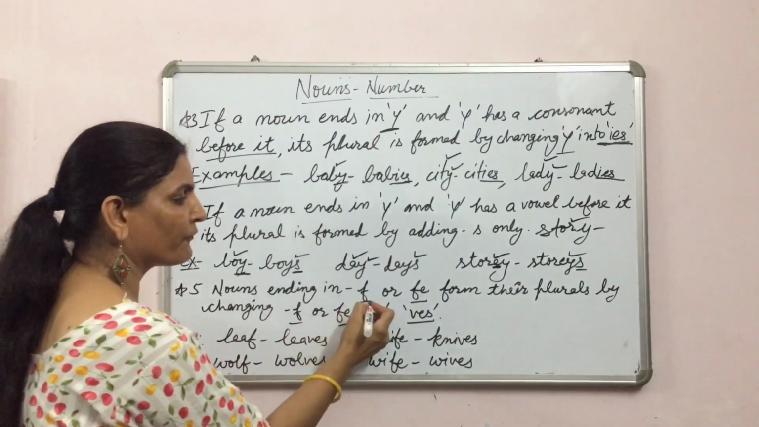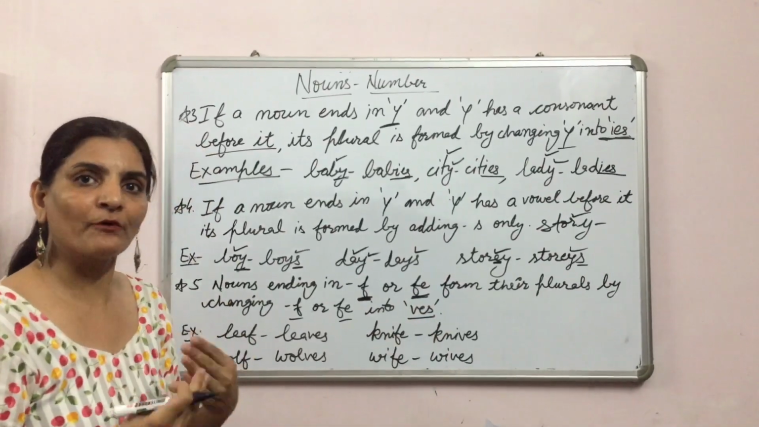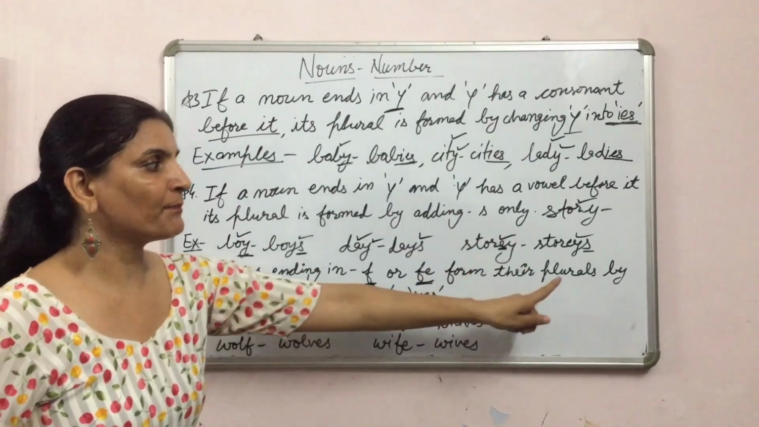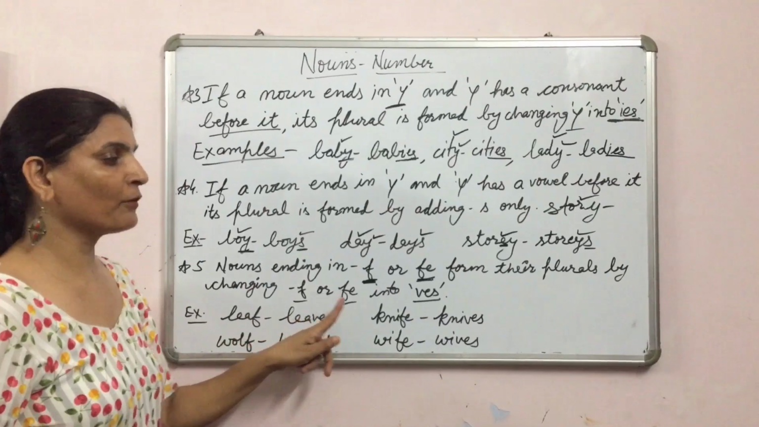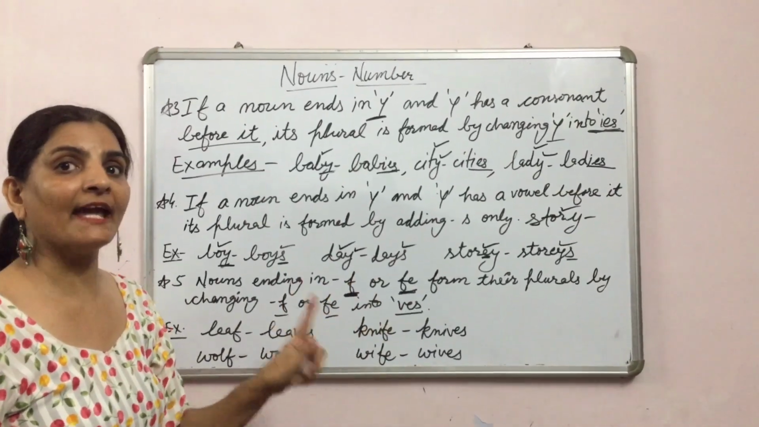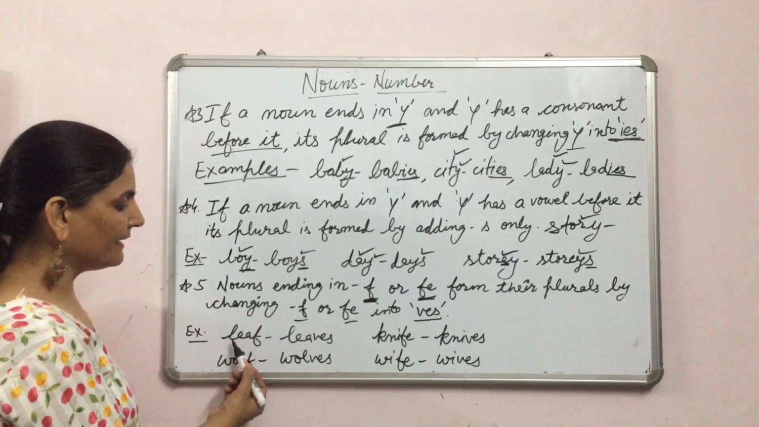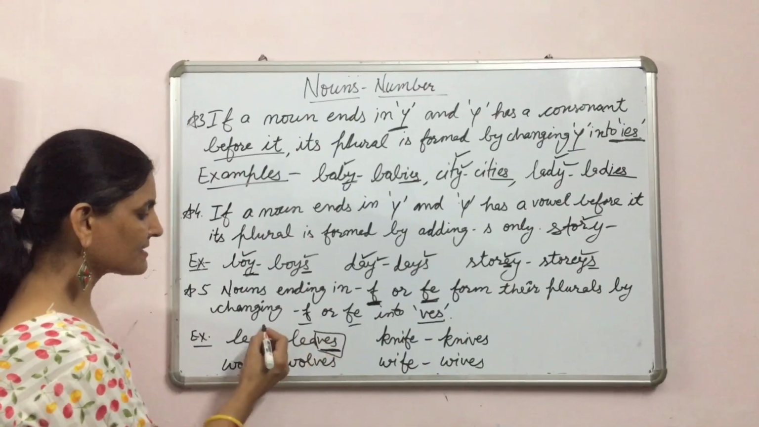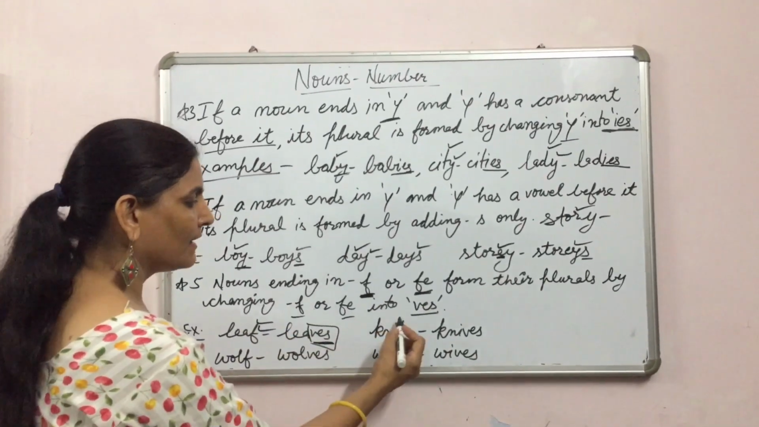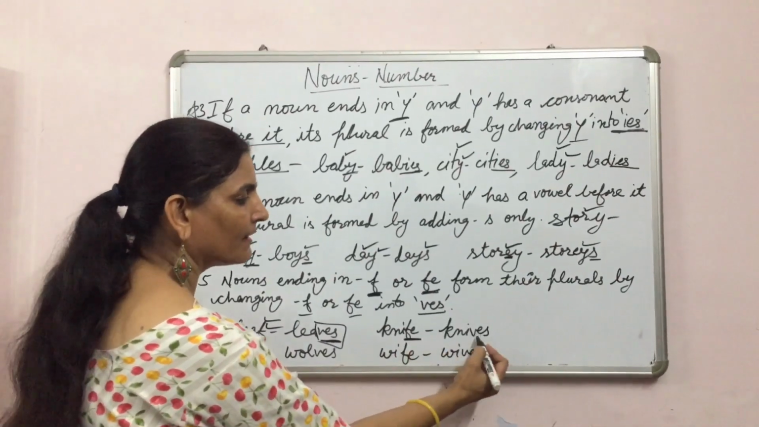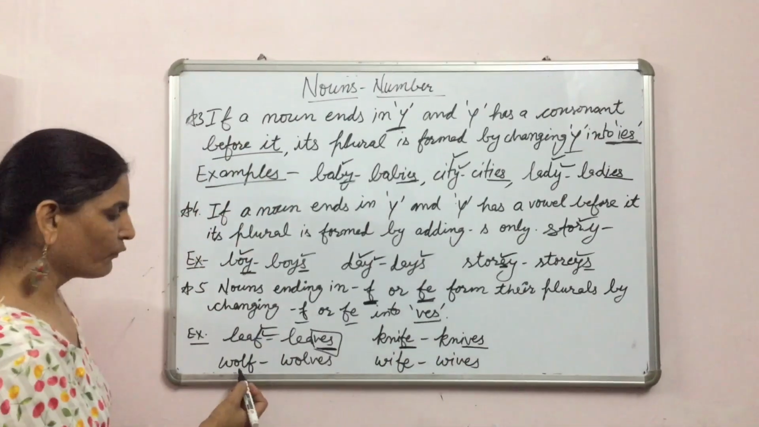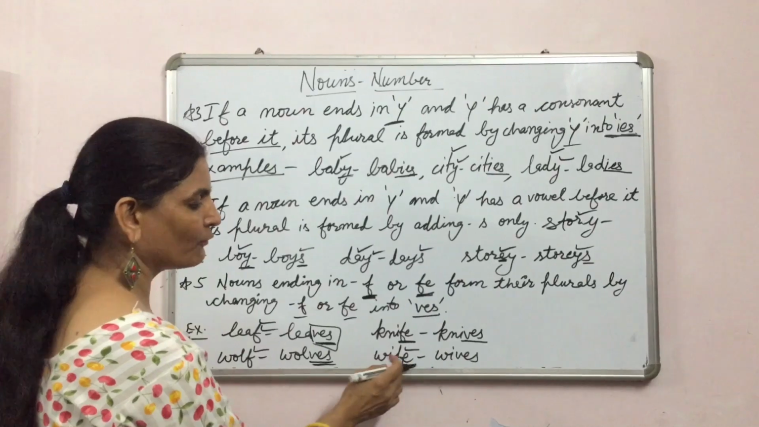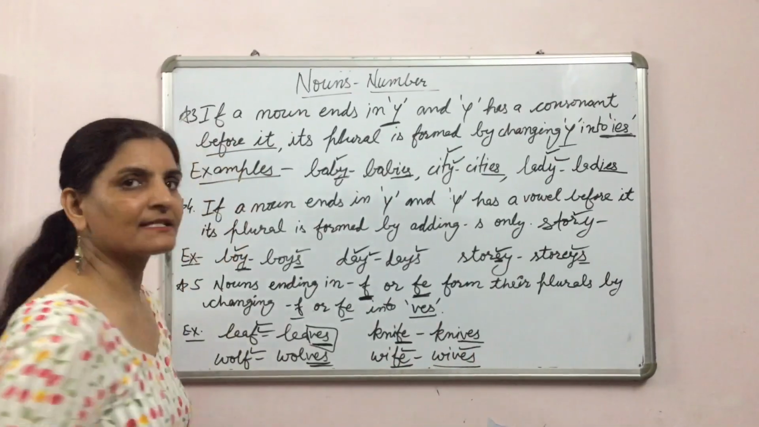Nouns ending in F or FE. If there is F or FE at the end of a singular noun, then we will form its plural by changing F or FE into VES. Let us see the examples. Leaf, F is there, then leaves, VES. Instead of F, we have put VES. Knife, FE is there, knives, VES. Wolf, F is there, then wolves. FE is there in wife, and wives, VES is there.